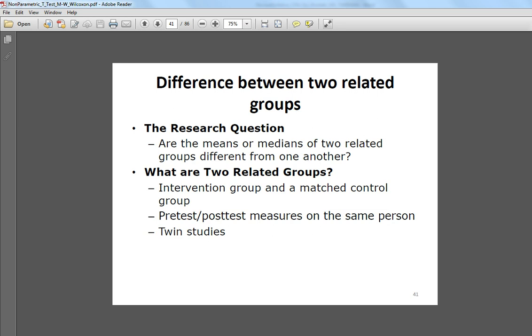The other one is pre-test, post-test measures on the same person. That is related because it's the same person. When you do twin studies, so again, they are called two related groups. So those are examples again when you want to use your paired t-test.